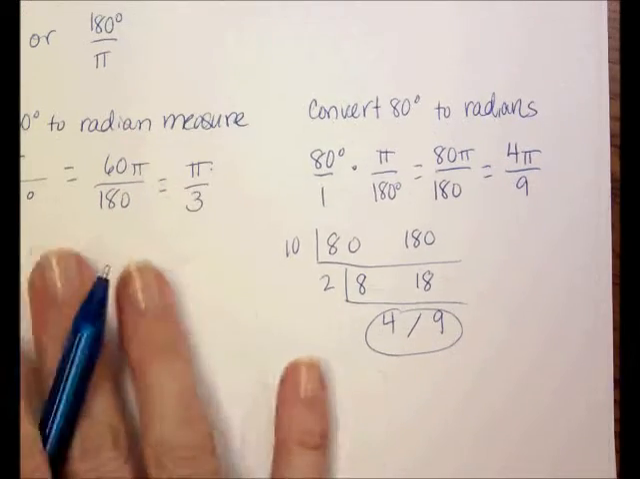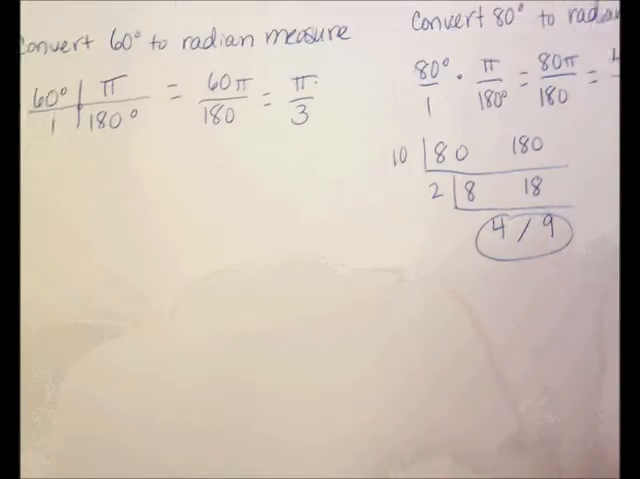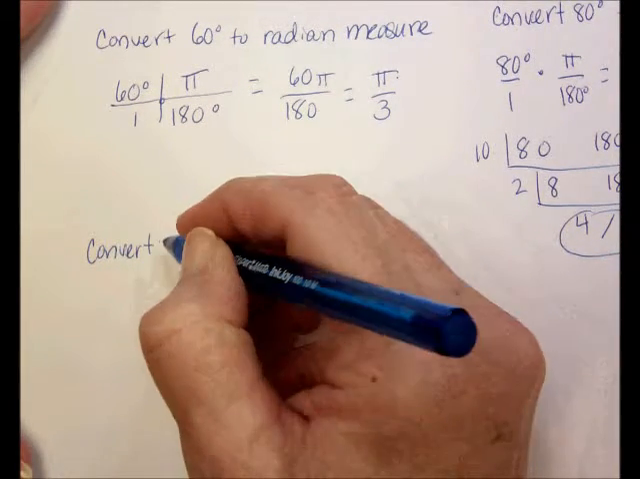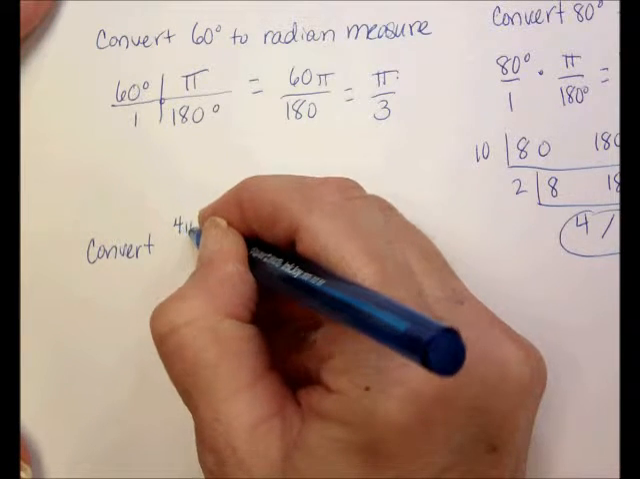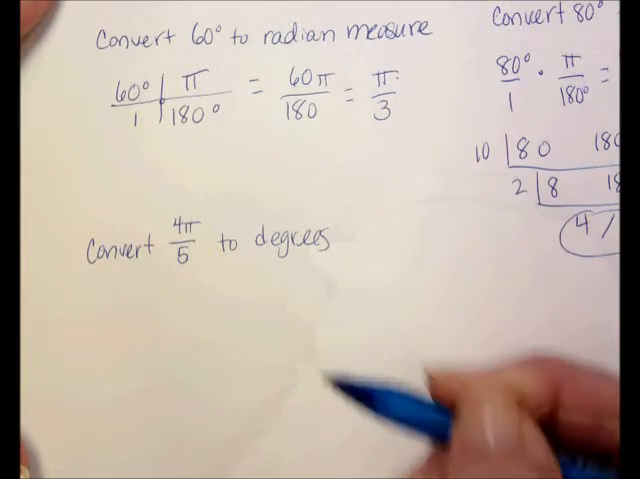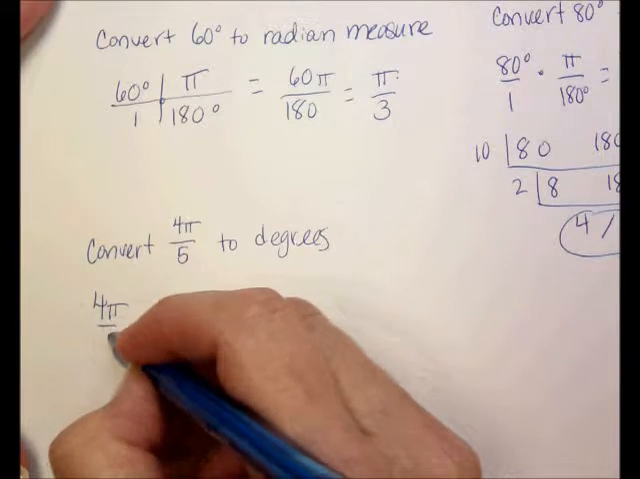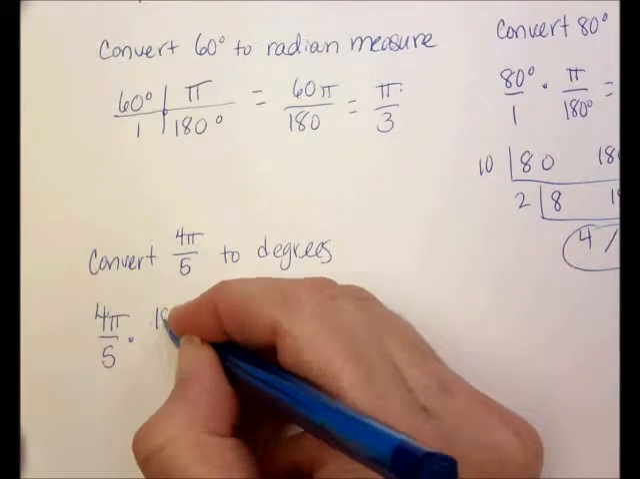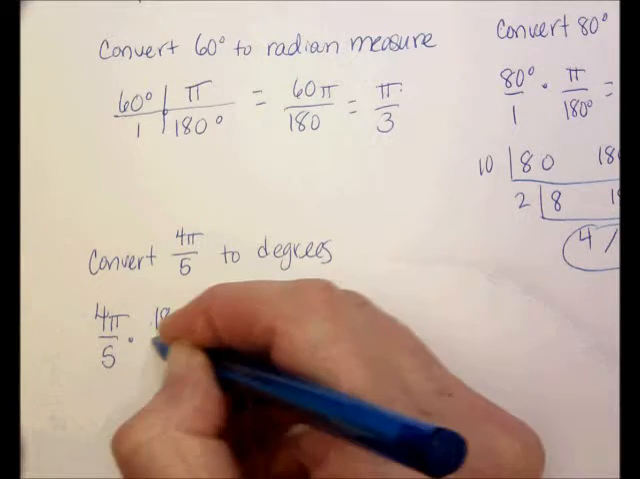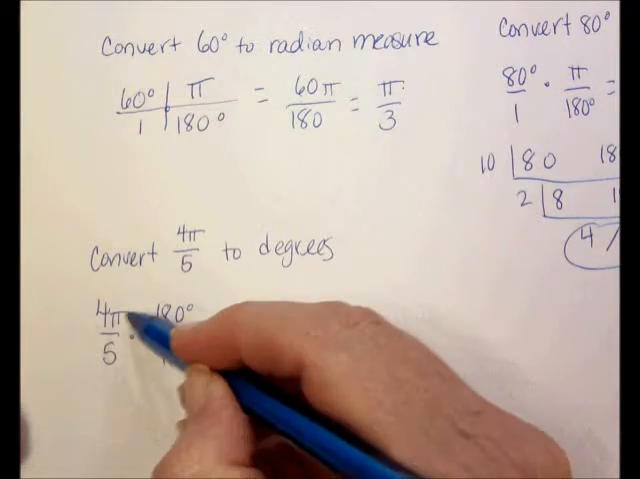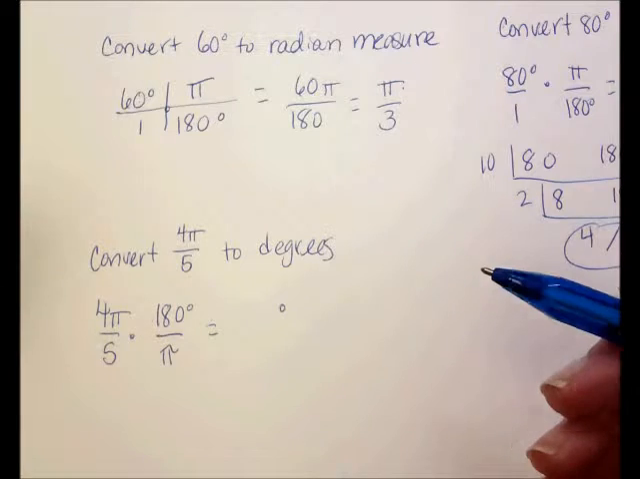Now, just like we can convert degrees to radians, we can also convert radians to degrees. So in this case, we're going to say convert 4 pi over 5 radians to degrees. And so I put 4 pi over 5, and I have to figure out, am I going to multiply this by pi over 180 or 180 over pi? And because I want degrees to be my unit that's left, I'm going to multiply it by 180 over pi. And in this case, I can simplify, or I can divide out. You can do it either way.